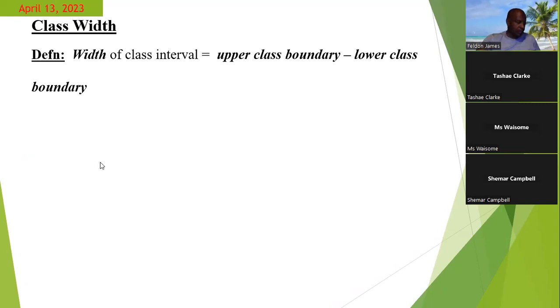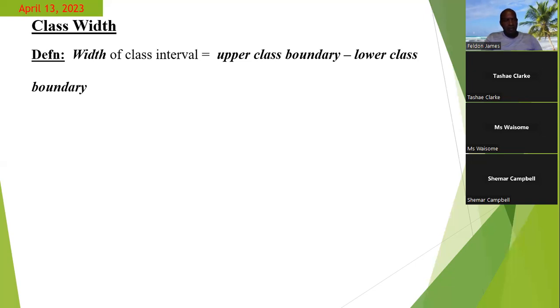I'm not sure that you understand what this is saying here, Ms. Waysam, because you're not minusing any boundary from any class. You're minusing the lower boundary from the upper boundary of that class. So for a particular class, you minus the lower boundary of that class from the upper boundary of that class. Is that clear, Ms. Waysam? Yes, sir. For the midpoint. Not for the midpoint. For the width. Yes, Ms. Waysam.